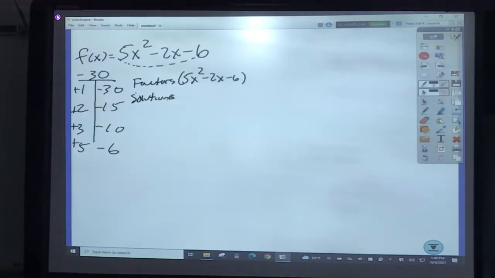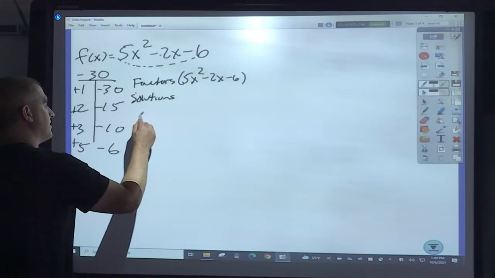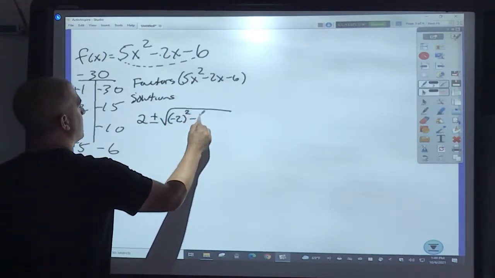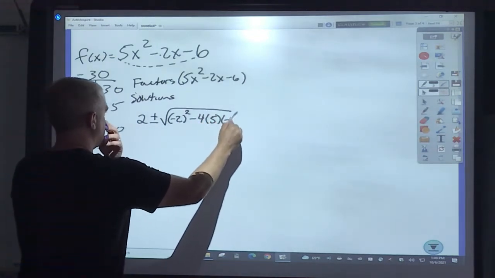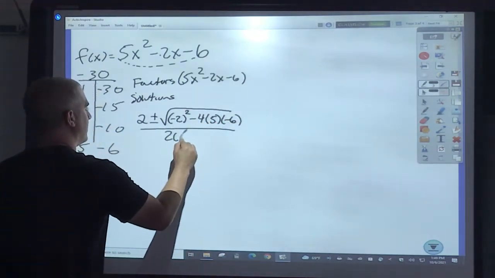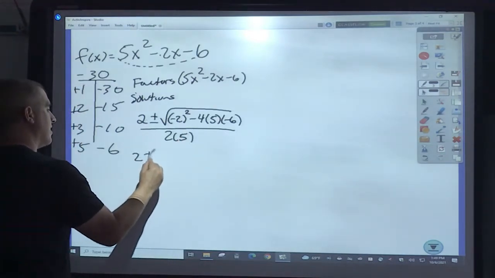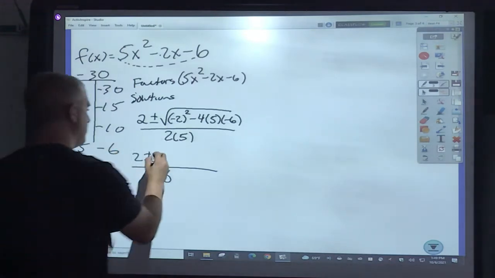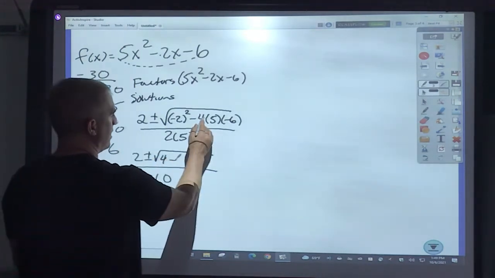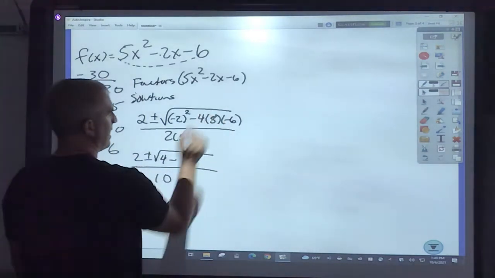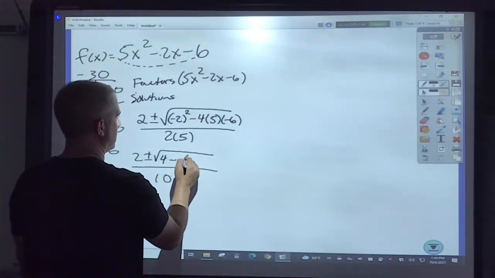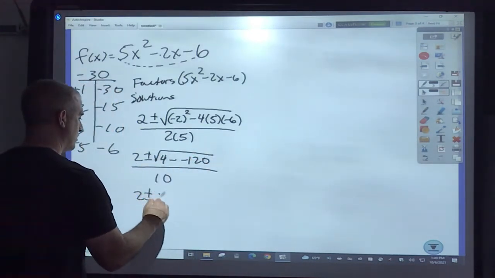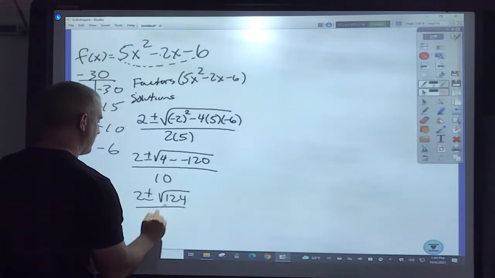The solutions. For the quadratic formula, that's going to be 2 plus and minus the square root of negative 2 squared minus 4 times 5 times negative 30. I'm sorry, times negative 6, all over 2 times 5. Now, easy calculation there. 2 plus and minus. This will be 10. That would be 4 minus 4 times 5 would be 20, times that would be negative 120. So I got 2 plus and minus the square root of 124 all over 10.